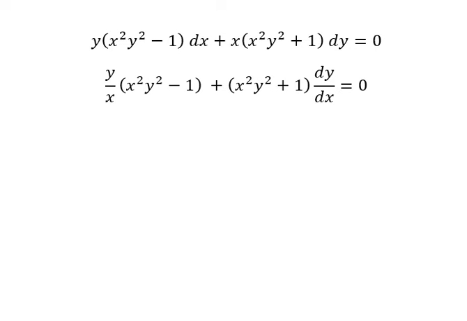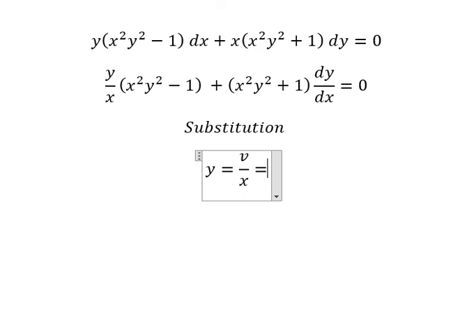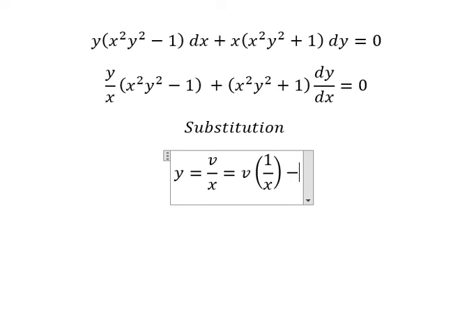This one we can use substitution. So I will put y equal to v over x. So this one I can put v multiplied by 1 over x. Later we do the first derivative for both sides.